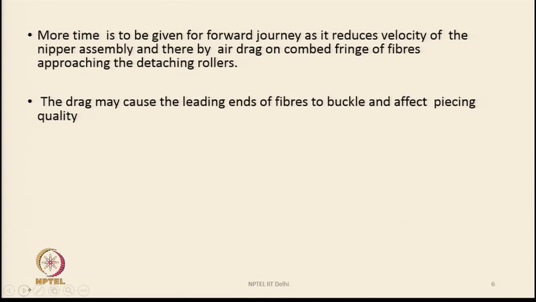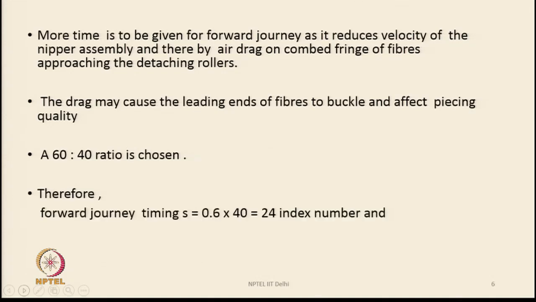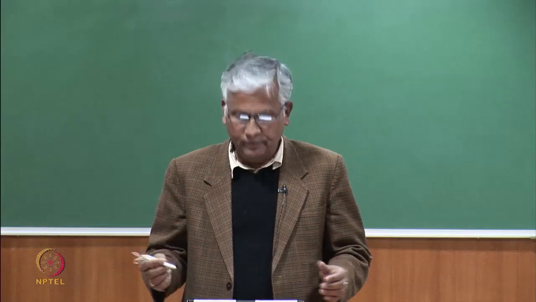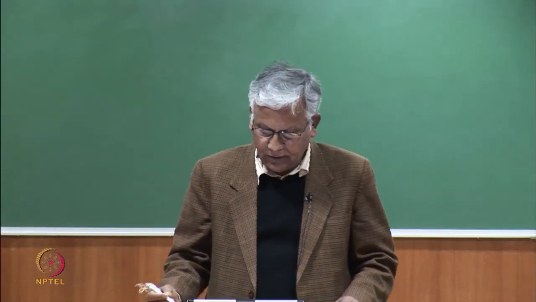Therefore, we make sure that the forward journey takes more time than the backward journey. The question that comes, that how much time we should give to the forward journey and how much time give to the backward journey. Typically, a ratio which is chosen is 60:40, that 60% time is given to the forward journey and 40% time is given to the backward journey, but ultimately the Nipper assembly is moving the same distance continuously backward and forward.